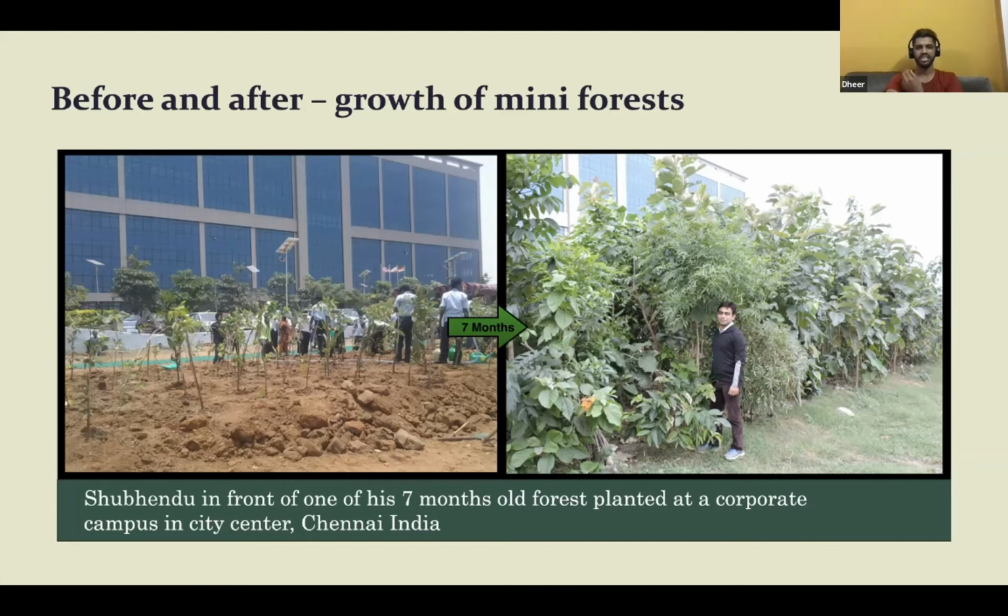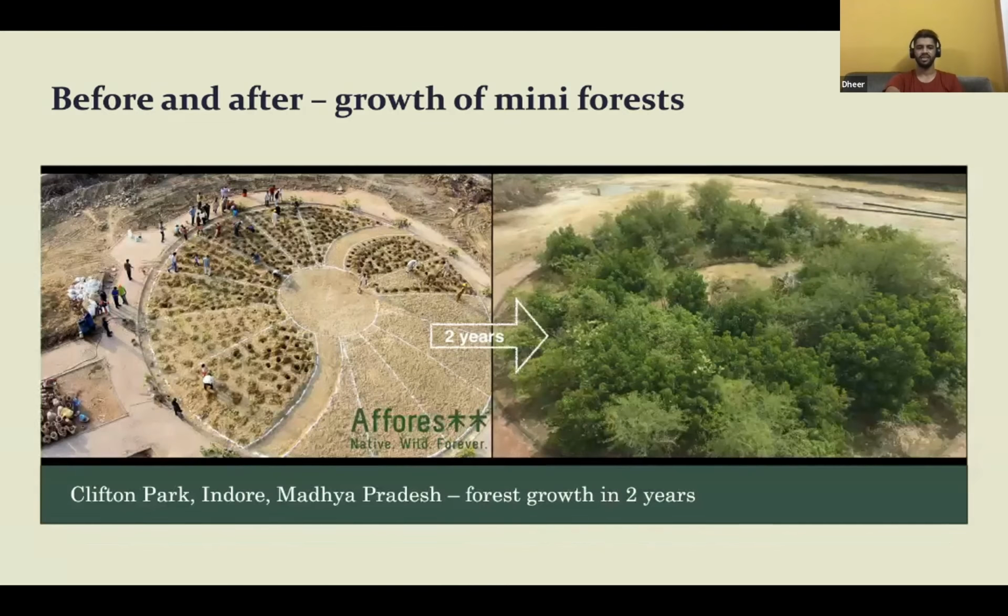Okay, so these are some of the examples from Shubhendu's gallery he has created. It's a 7-month-old forest, which you see before and after, in a corporate campus in Chennai. And this is in Madhya Pradesh, indoors. He has grown this forest, and this is how it looks after 2 years. These forests are so dense you can't even walk through them. So this is what the method is.